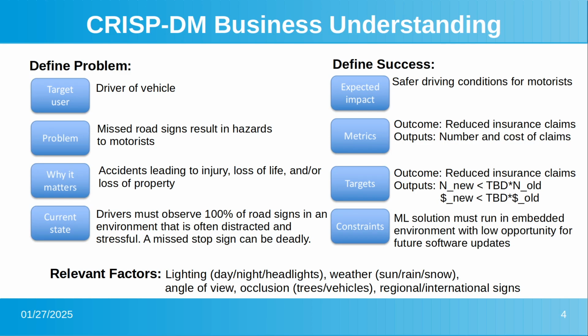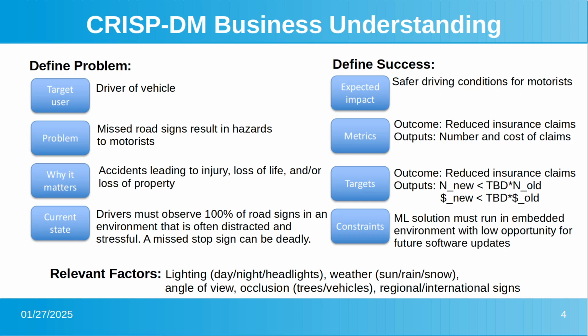The problem definition is on the left here. Target user is the driver of the vehicle. The problem is that missed road signs result in hazards to the driver and other motorists. Why does it matter? Because accidents can lead to injury, loss of life, and or loss of property. And the current state is that drivers must visually see all these signs and comply with them in the environment, and they're often distracted by their kids or their phone conversation, the radio, whatever it is.